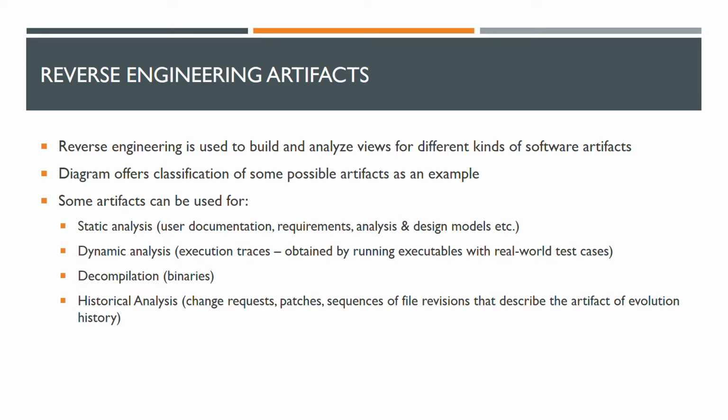So one of those is the static analysis, and it can be used to analyze user documentation, requirements, analysis and design models, and so forth. Another artifact is dynamic analysis, which is used with execution traces, and execution traces are obtained by running executables with real-world test cases. You also have decompilation and historical analysis. In historical analysis in particular, they review sequences of file revisions that describe the artifact of the evolution history.